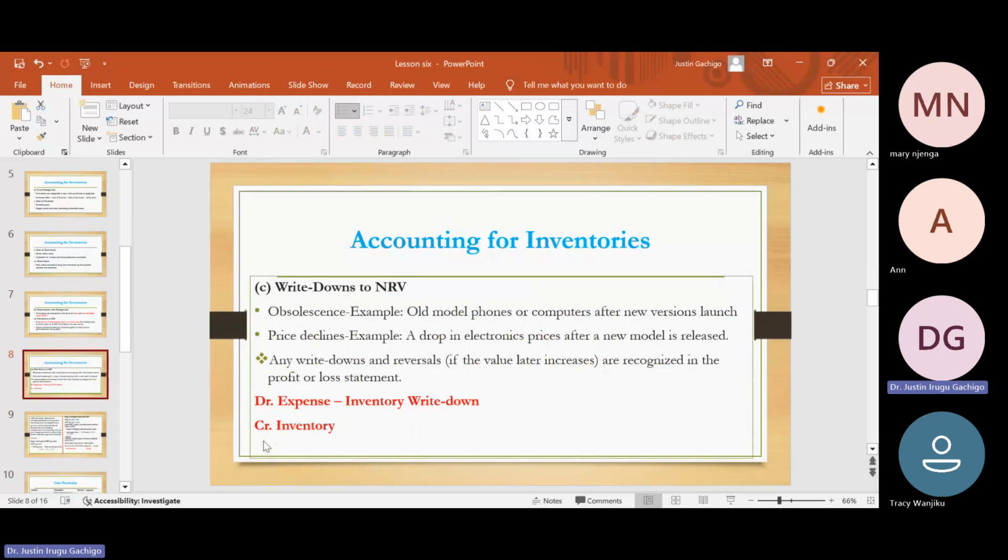Another cause is obsolescence. For example, old models of phones or computers after a new version launch, price decline, a drop in electronics prices after a new model is released. Any write down and reversal are recognized in profit or loss. So if you do any write down, you normally pass an adjustment. One goes to the P&L, that is the expense, and the other one is the inventory. So you are going to reduce the inventory by the write down.